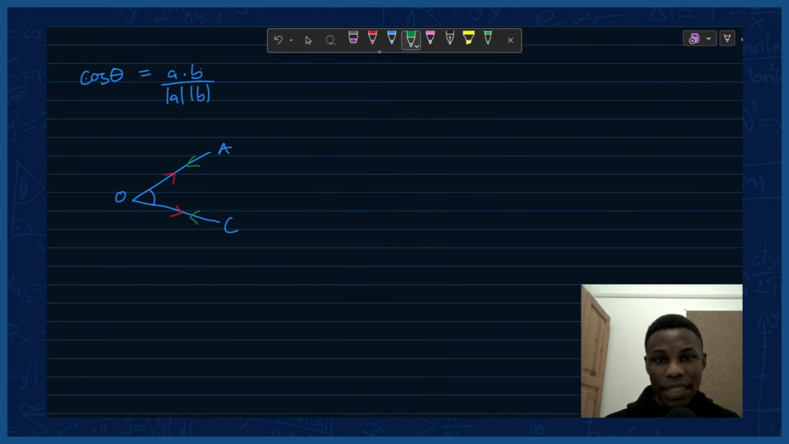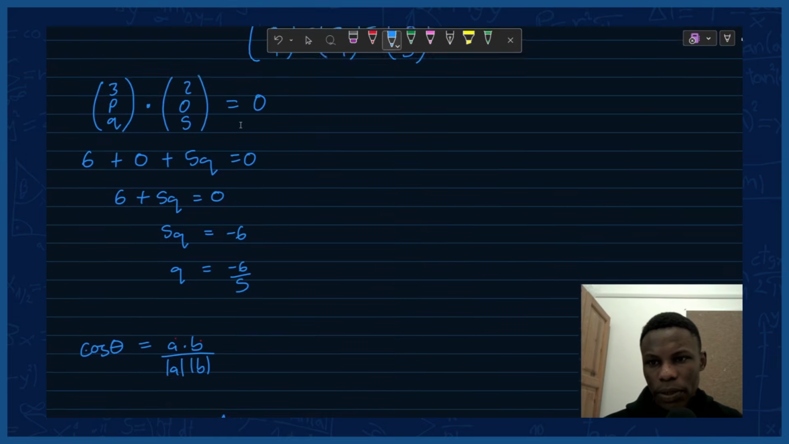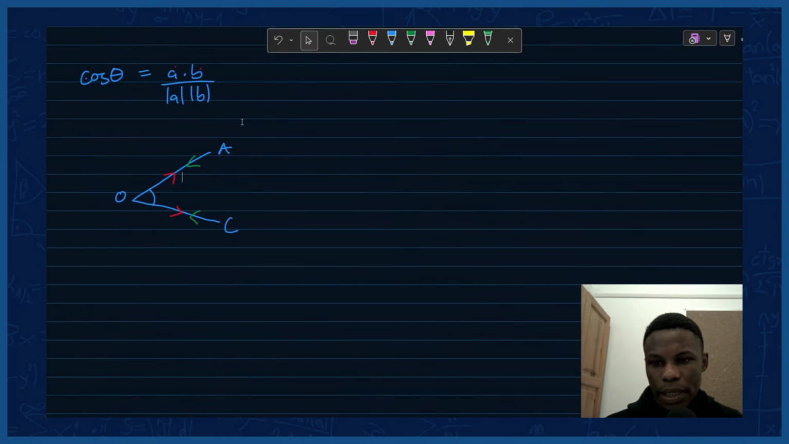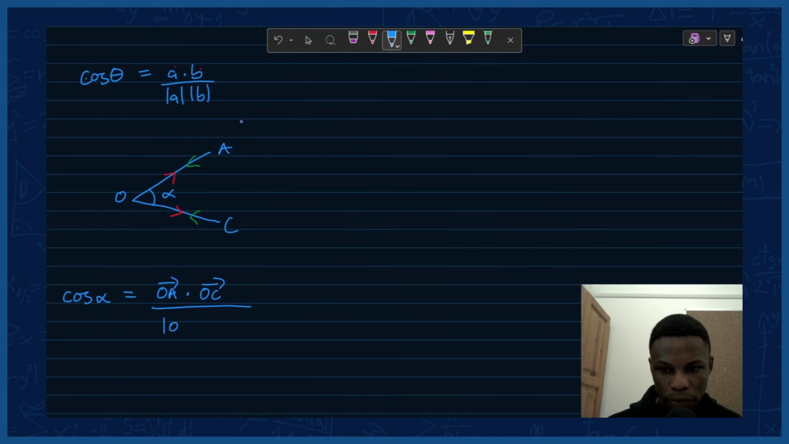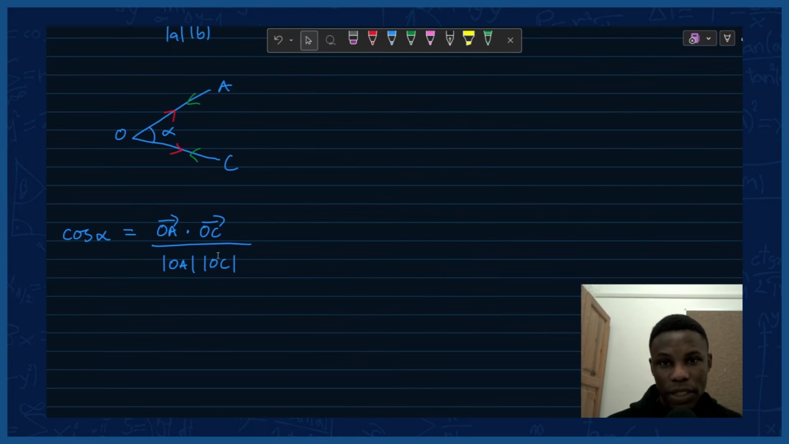So in this case, the easiest approach would be to use OA and OC, because we already know what OA and OC are. Let's call this angle AOC, alpha. So we are saying that cos alpha is equal to, we said we'll use OA and OC, so the dot product of OA and OC divided by the magnitude of OA times the magnitude of OC. So we need to find the dot product of OA and OC.